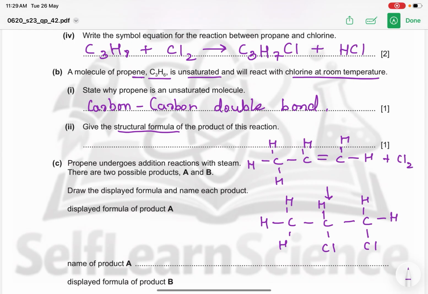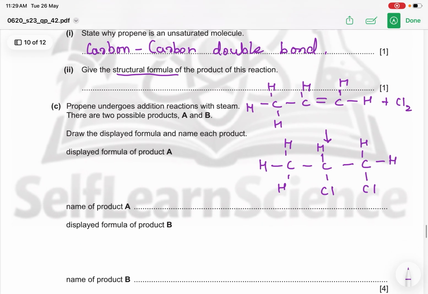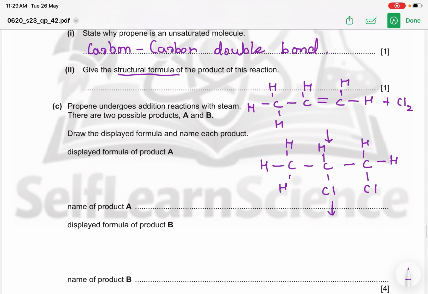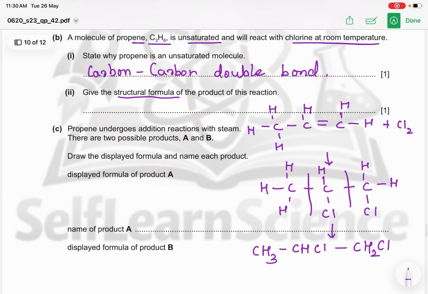So I am supposed to write the structural formula. I will write it stepwise here. So it is CH3, then a bond, then I have CHCl, then again a bond, and I have CH2Cl. So this is what I will have to write here, which is CH3, CHCl, CH2Cl.